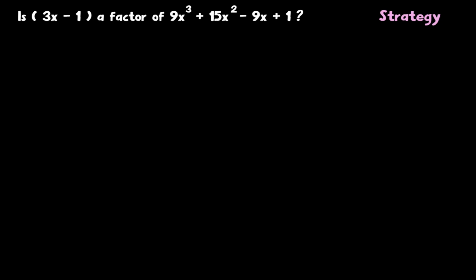Let's consider the question: can 3x minus 1 be a factor of the expression 9x cubed plus 15x squared minus 9x plus 1? When we take a look at the expression, notice that the highest degree is 1, which is good. That is needed to use the remainder theorem. But there's a slight problem. The leading coefficient is not of a value of 1, but it is of a value of 3. So that's a problem.